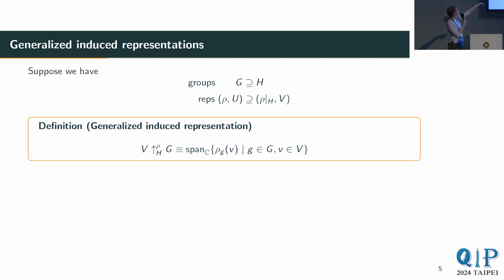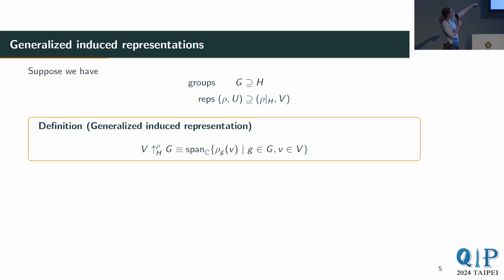The way that we do this, we define V lifted to G to be the span of what we get when we act with rho on all elements of V. And this is a really natural thing to do because V is a subspace of U, and we know how rho acts on all of U, so we know how to act with rho on V.